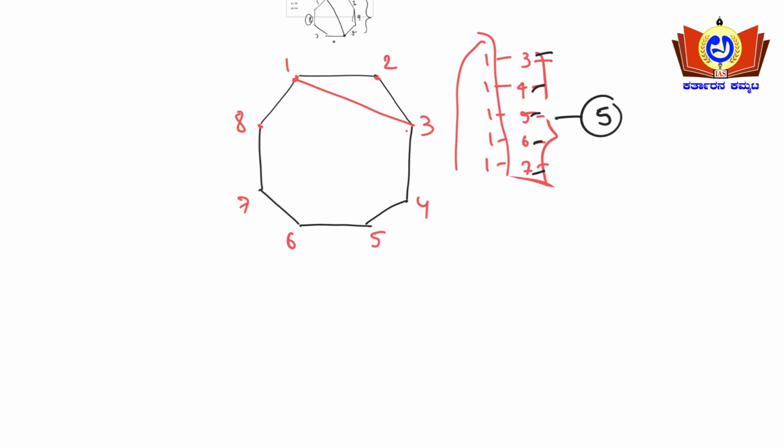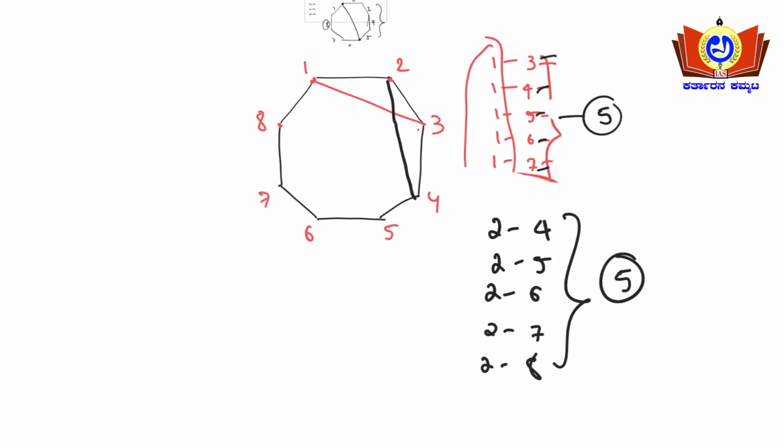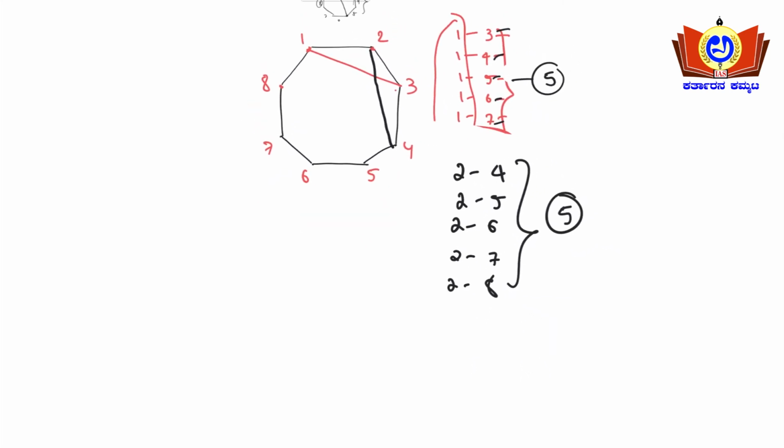Okay, so from point 2, similarly here 2 to 3 cannot be drawn, so 2 to 4 can be drawn here. Okay, so 2 to 4 and 2 to 5 and 2 to 6 and 2 to 7 and 2 to 8 here. Okay, so again 5 diagonals can be drawn here, my dear friends. Okay, so from point 3 here, from point 3 to 5. Okay, see here 3 to 5 and 3 to 6 and 3 to 7 and 3 to 8 here.